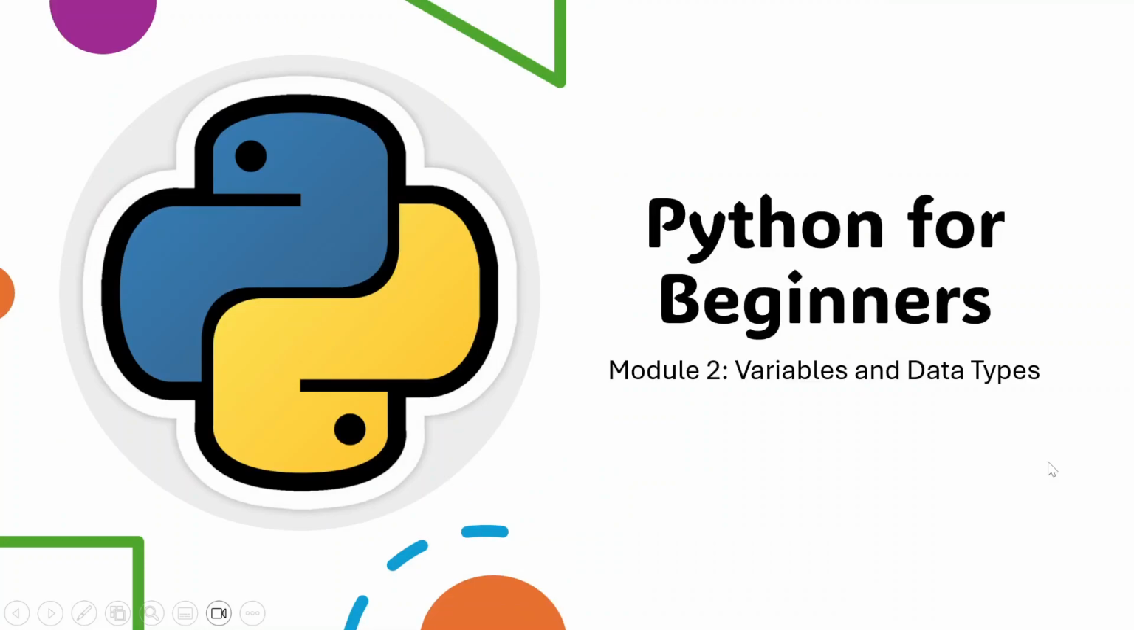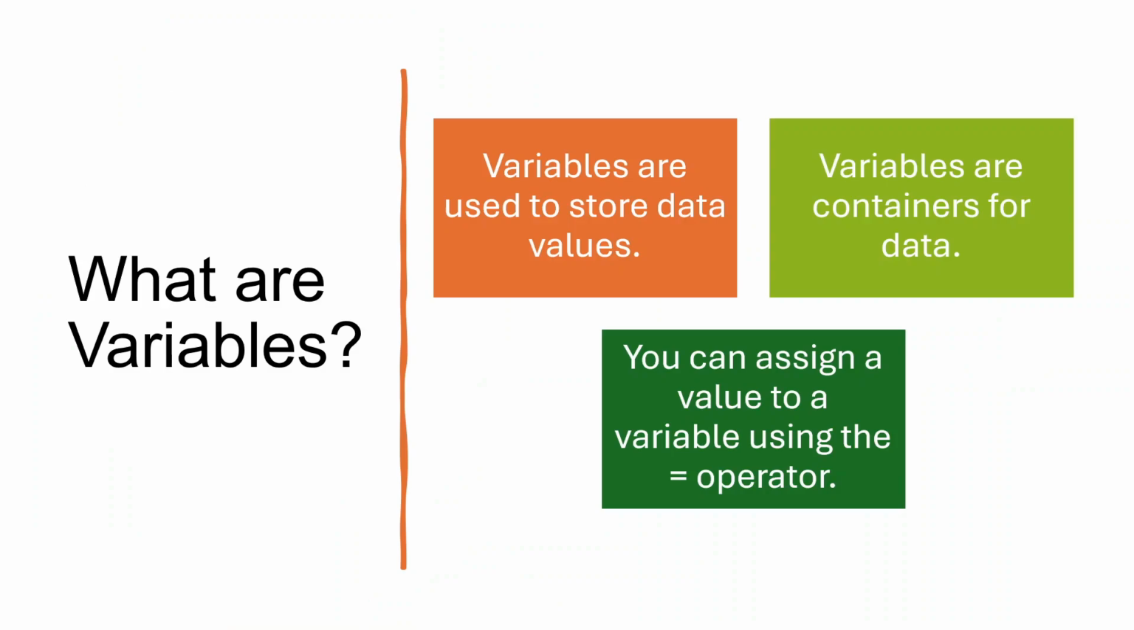Python for Beginners, Module 2, Variables and Data Types. So what is a variable, or what are variables? Variables are used to store data, values. Variables are containers for data. You can assign a value to a variable using the equal operator.